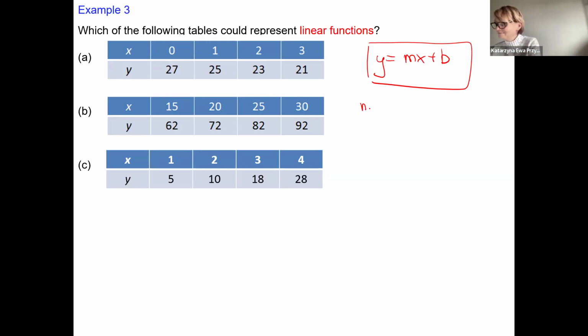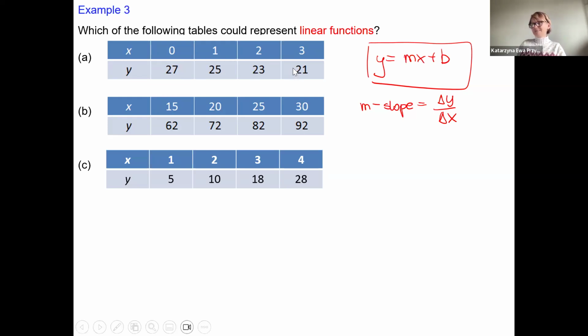m is the slope. m represents the slope, the change in y over the change in x. When we have the same difference between the inputs, the x values, the y values are supposed to also have a constant change. Not the same as x, but a constant change. And b is the y-intercept, the value of the function when x is 0. Okay, that means looking at the values from the table, do you think we see a line?